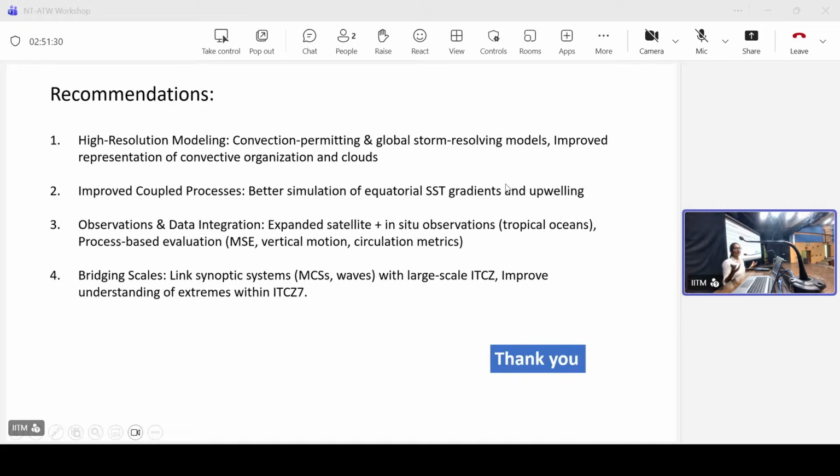Improving the coupling processes, we all know. And obviously, along with this come observations and data integration, because as we go to high resolution, we need this. And of course, we need to bridge the scales from meso to synoptic to large scale, and the extremes. That is most important. Thank you.